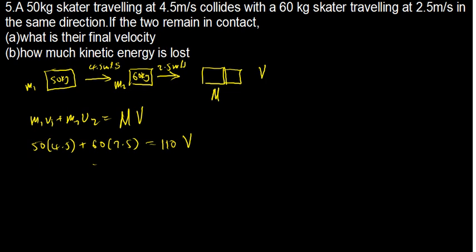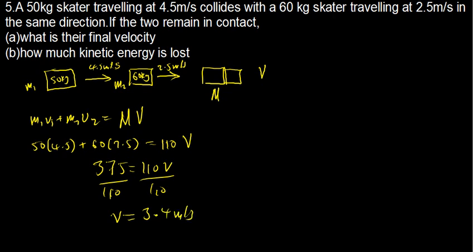What we are getting this side is 375, and that is equal to 110 v. So divide over 110 on both sides. The velocity therefore is going to be 375 divided by 110, which is 3.4 meters per second. Okay, now how much kinetic energy is lost?